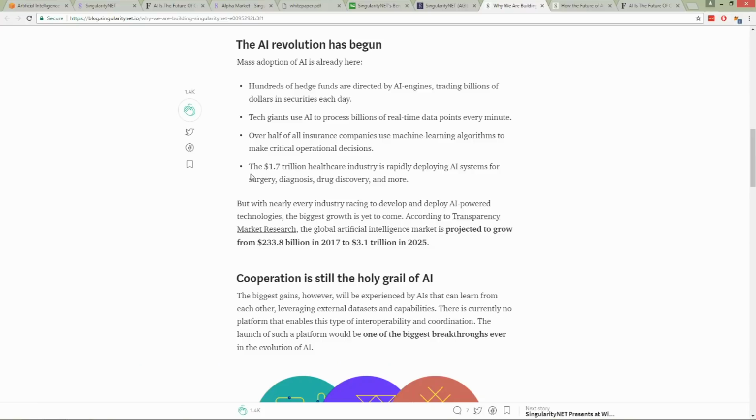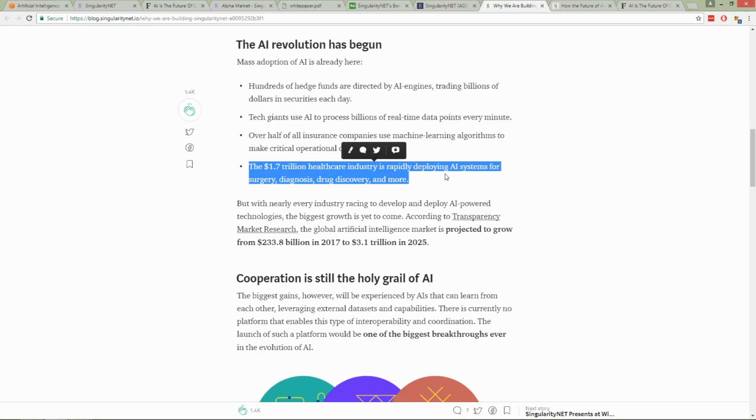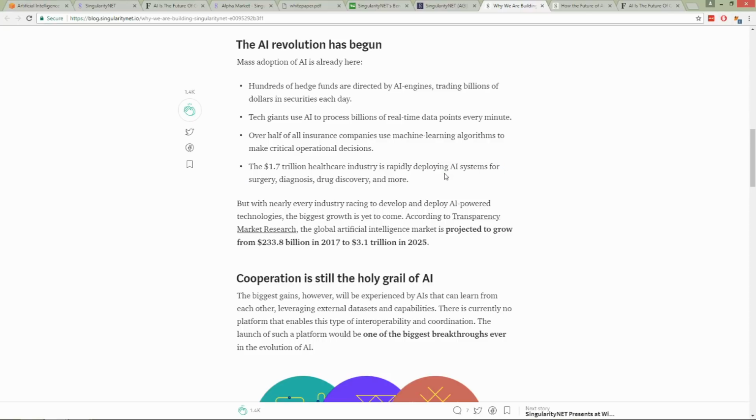Where I see this going is I see this potentially easing us into mass adoption for AI. We already see some sort of mass adoption for artificial intelligence, such as these examples: you got hundreds of hedge funds that are directed by AI engines that are trading billions of dollars in securities each day. They're doing really well at it. We see big companies using AI to process data. We see insurance companies using machine learning algorithms to make operational decisions. And we see the healthcare industry talking about deploying some AI systems for surgery and diagnosis and those kind of things. So we have a long way to go.